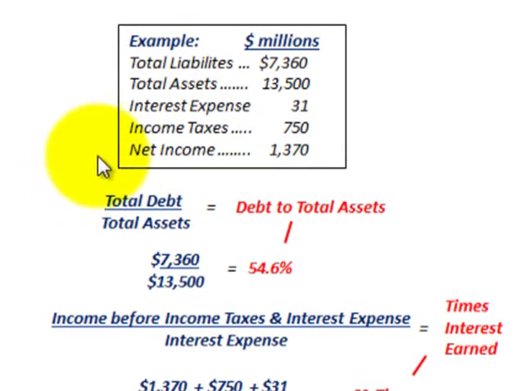Let's look at an example. We have our total liabilities, in millions of dollars, and then total assets, interest expense, income taxes, and net income. First, let's look at the debt to total assets ratio. We take our total debt, again in millions of dollars, $7,360 million, divided by total assets of $13,500 million. That ratio is 54.6%. It's a pretty high ratio, but that's what it comes out to.